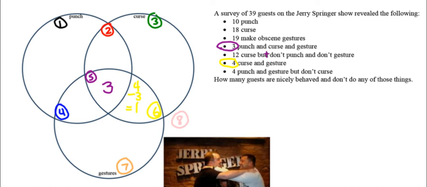So again, curse and gesture is this entire section here. All of that is curse and gesture. So all of that has to equal 4. So if this is already 3, then this would only be 1. So that means that 3 people do all 3. 1 person curses and gestures but doesn't punch. So the 2 of them together make 4. And that's where you have to be really careful when you're reading.